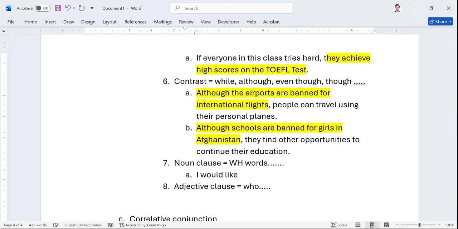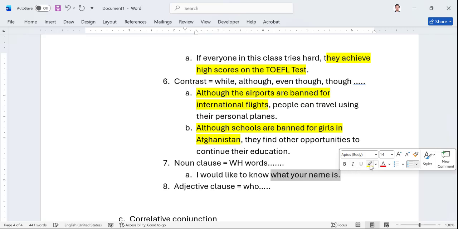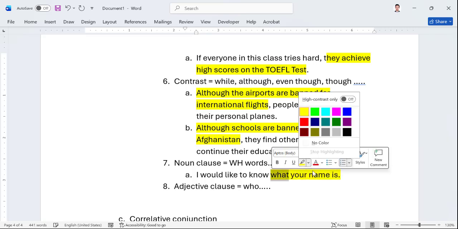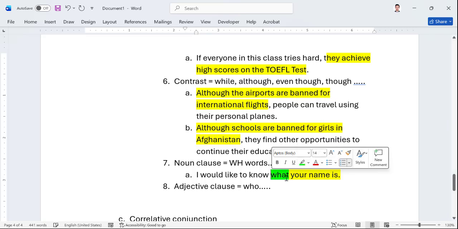I would like to know, for example, I would like to know what your name is. So which one is the noun clause? This is the noun clause, and the subordinator is what here. What is working as subordinator.